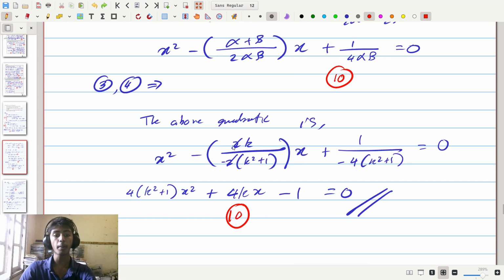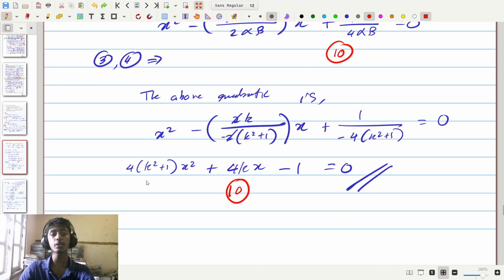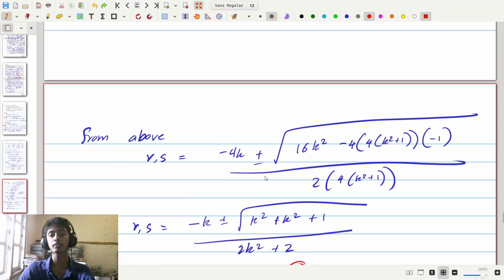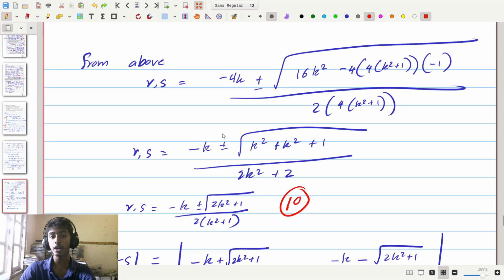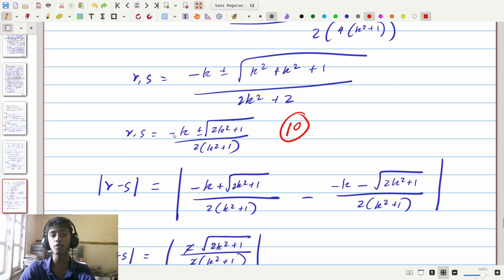Then, when you substitute them in and rearrange it until you get the form that they had in the question, which was 4 times k squared plus 1 x squared plus 4kx minus 1 equals 0, you're going to get 10 marks. Afterwards, when you simplify it down with the roots and get the two roots in the form of minus k plus or minus the square root of 2k squared plus 1, divided by 2 times k squared plus 1, you're going to get another 10 marks.